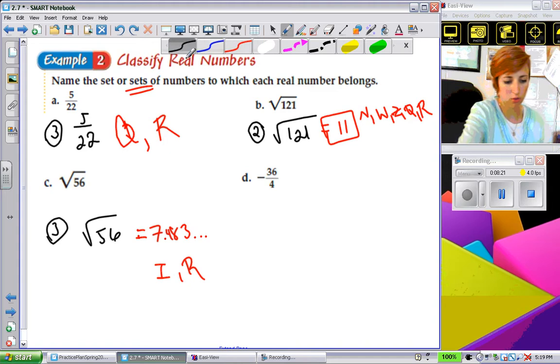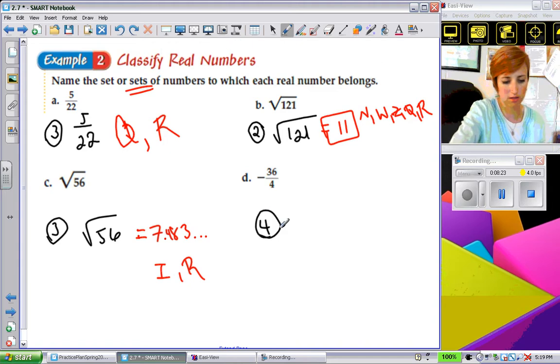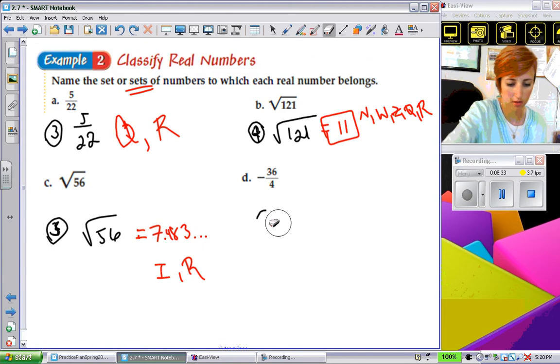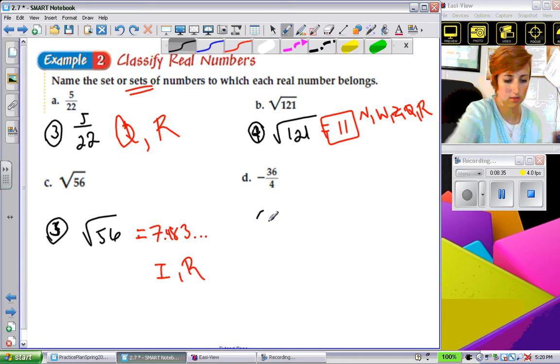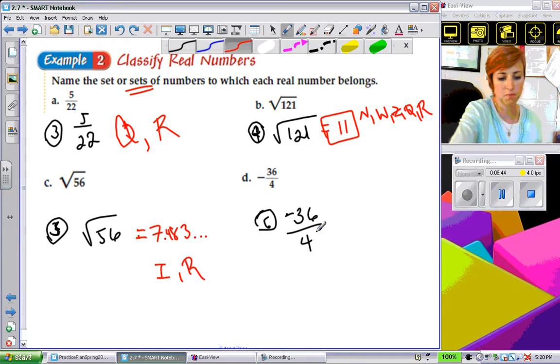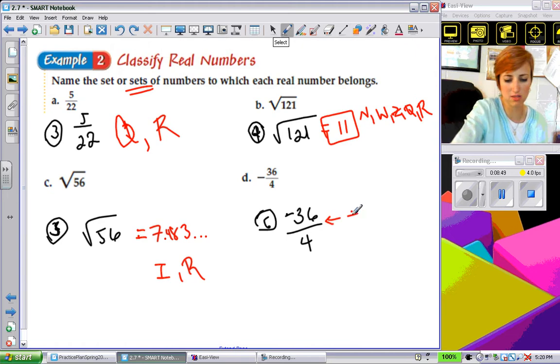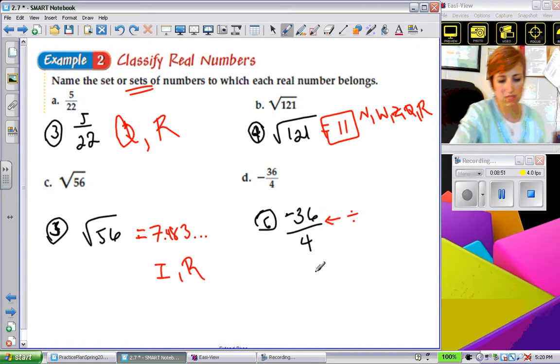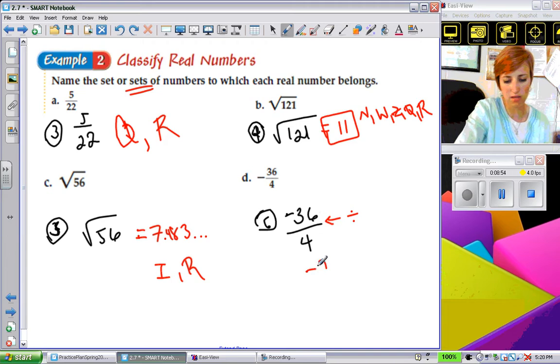And our fourth and final example for this set, oh, I got off numbers, that's 3, 4, 5, this is example 6, that was my mistake, I'm sorry. So example 6 has -36/4. Because our top number is bigger than our bottom one, we need to see if we can simplify that. Remember that fraction bar tells us to divide. So -36 divided by 4 is -9.